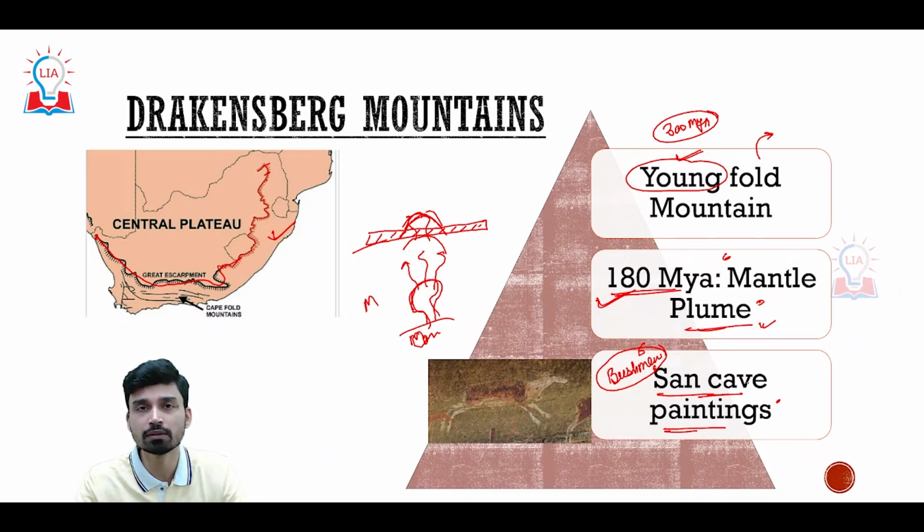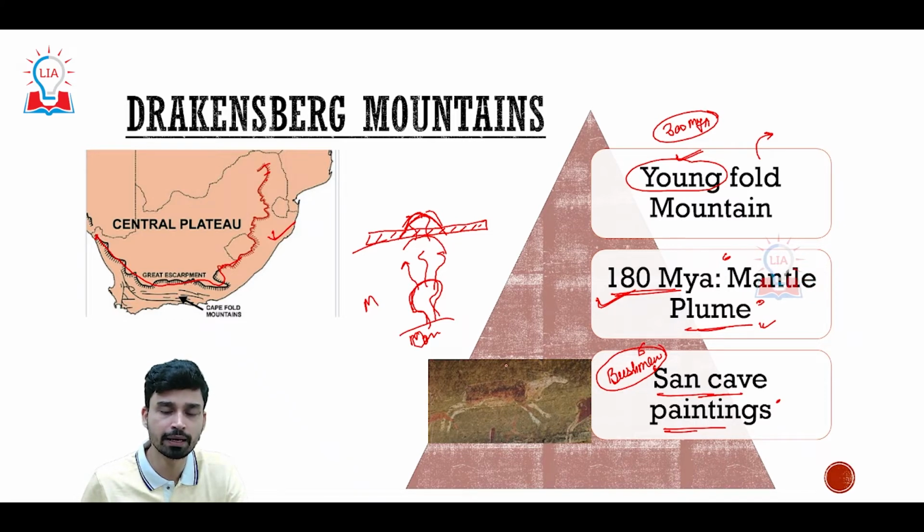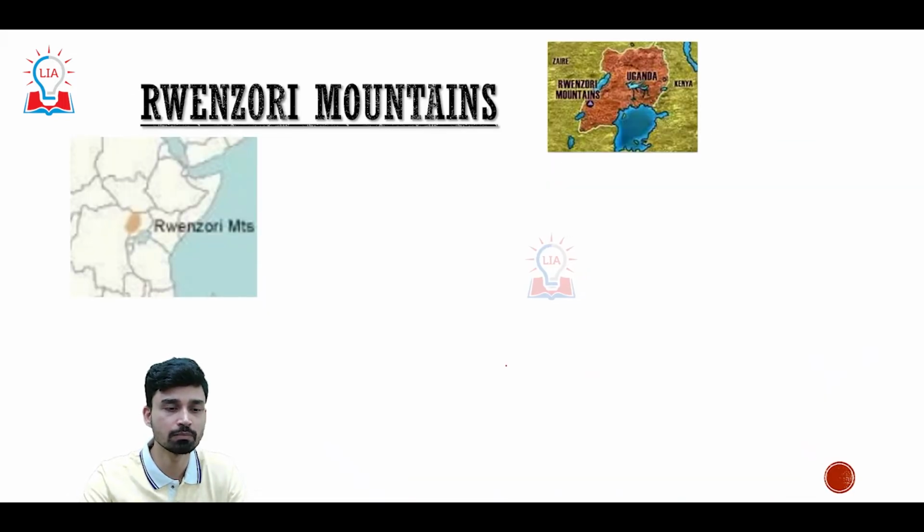There are more than 30 to 35,000 paintings in this San cave of Drakensberg mountain that depict the daily life of people, the daily life of the tribals, hunting scenes, gathering scenes, as well as animal motifs. So that is the cultural importance of Drakensberg mountain.